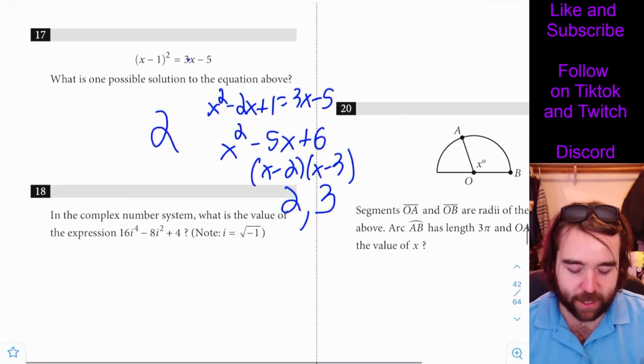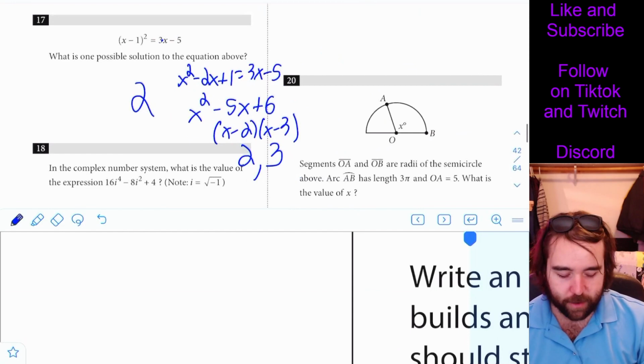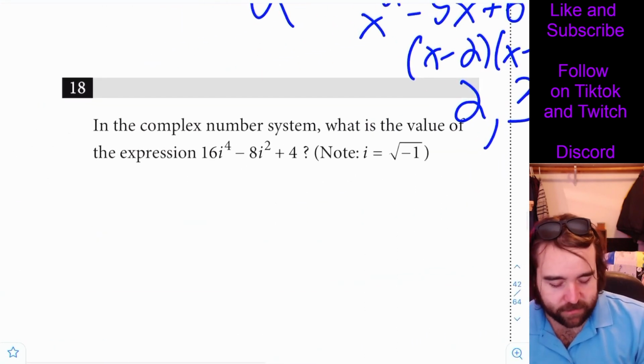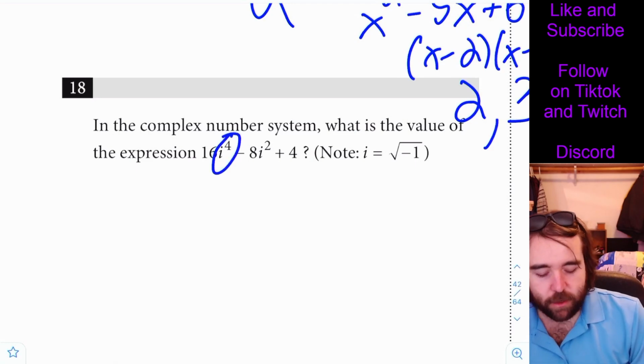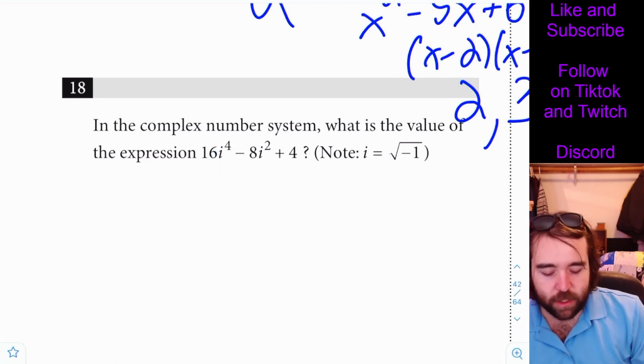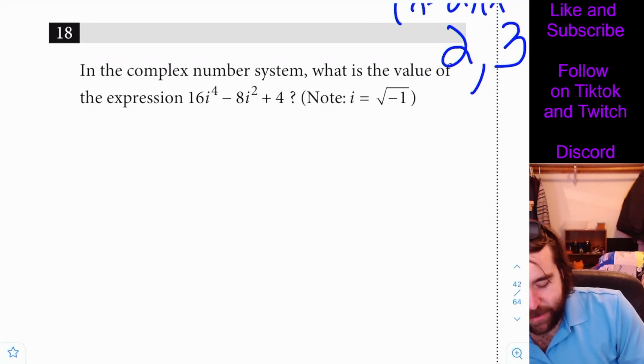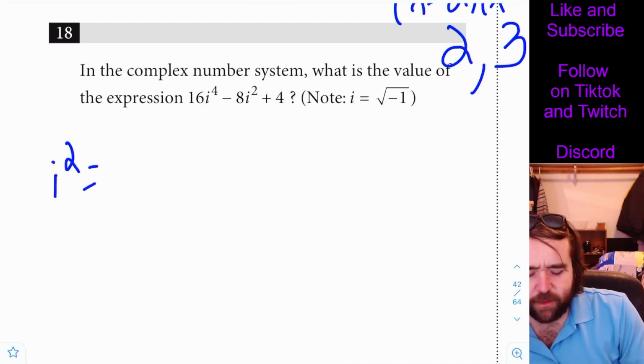Anyway, that's how you would actually do that problem, the real way. Next, complex numbers. I haven't seen complex numbers on these tests for a while. So you have to know what these are, or you can think about them. You have to know what i squared is. We talked about that just yesterday.